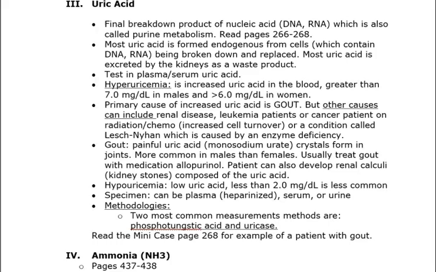On the flip side of that, you can have hypouricemia, which is low uric acid, and this is less than 2 milligrams per deciliter. Our specimens that we usually use for uric acid include heparinized plasma, serum, and urine. Two methodologies we use to measure uric acid include phosphotungstic acid and uricase.